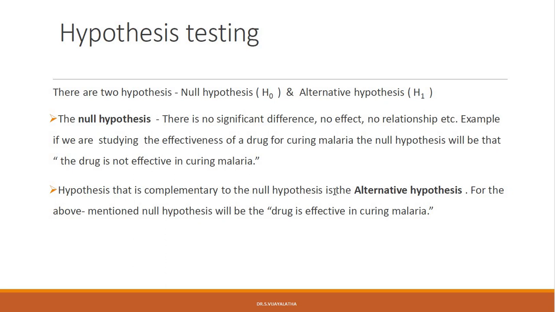To understand better, suppose we are testing a drug for malaria. Then the null hypothesis statement will be the drug is not effective in curing malaria, whereas the alternative hypothesis will be the drug is effective in curing malaria. The significance test will be done to decide whether we are going to accept the null hypothesis or whether we can reject the null hypothesis and accept the alternate hypothesis.